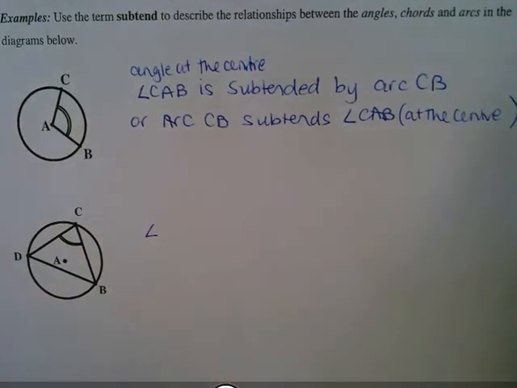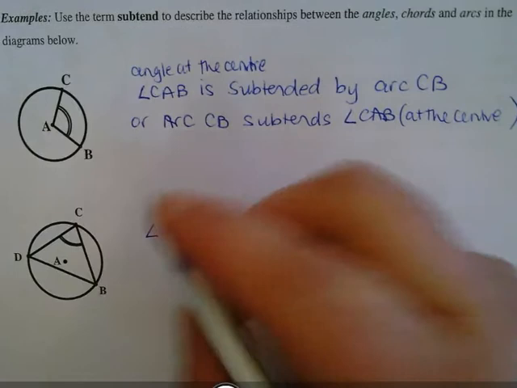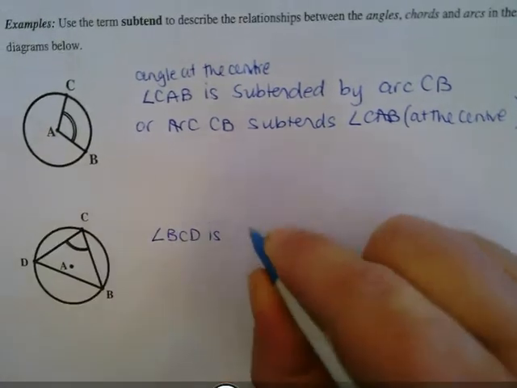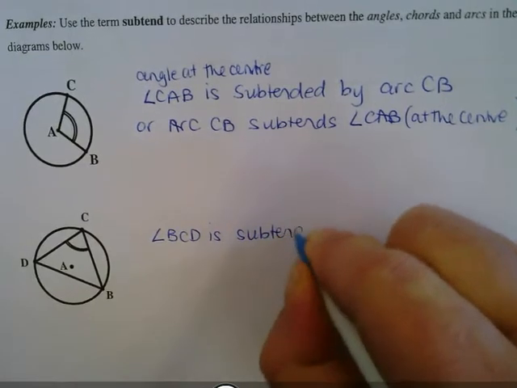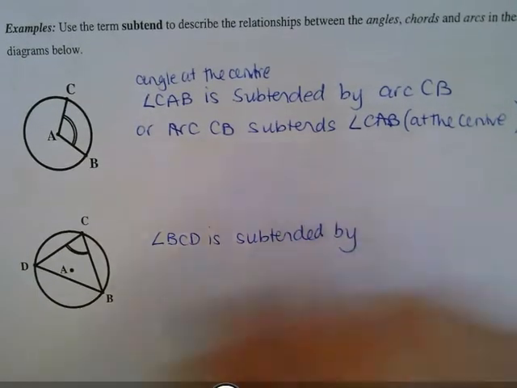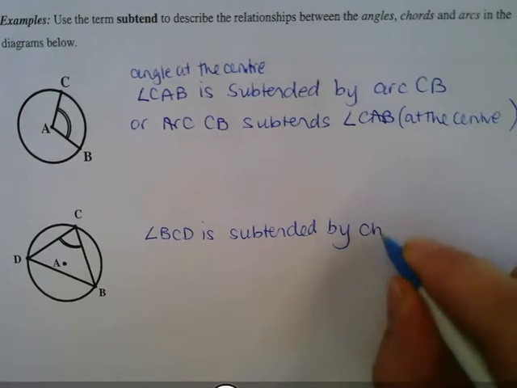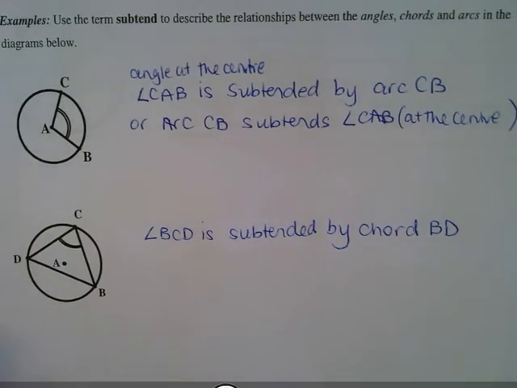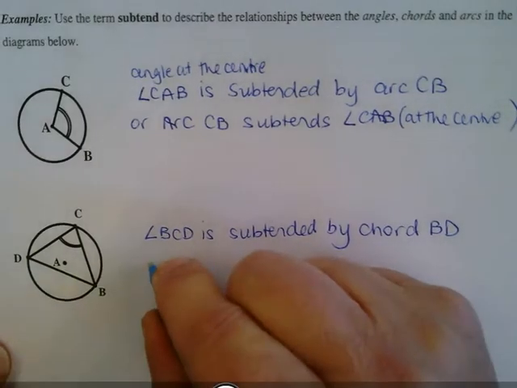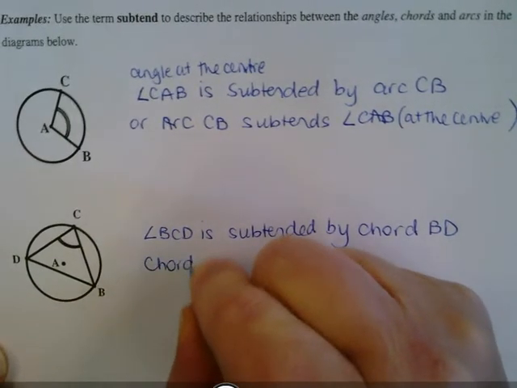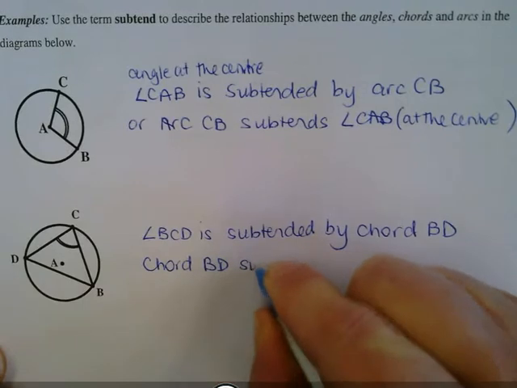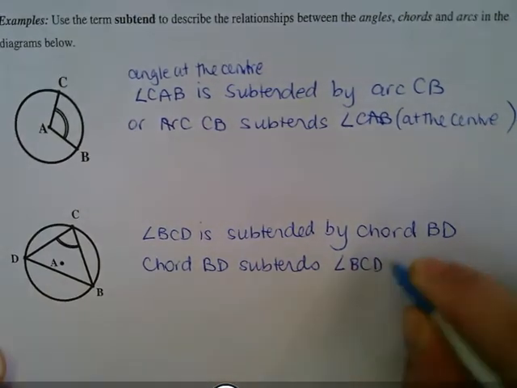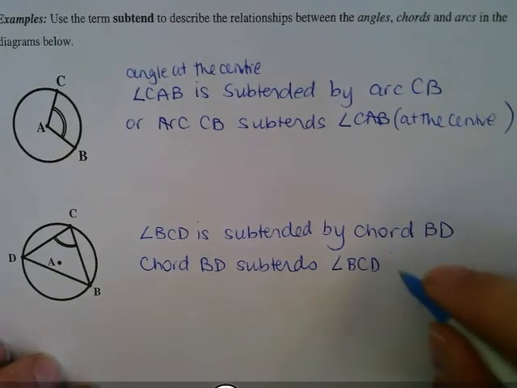Angle DCB or BCD is subtended by what? By chord or arc. I'm going to go chord BD. You could also use arc. It could be either. And chord BD subtends angle BCD. Is this one at the circumference or at the center?